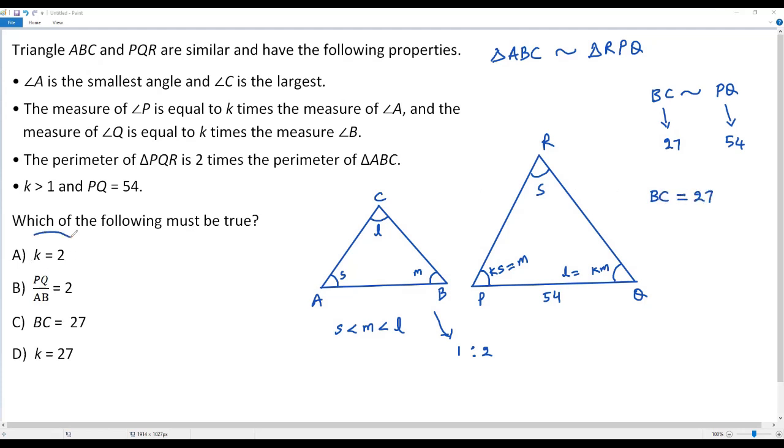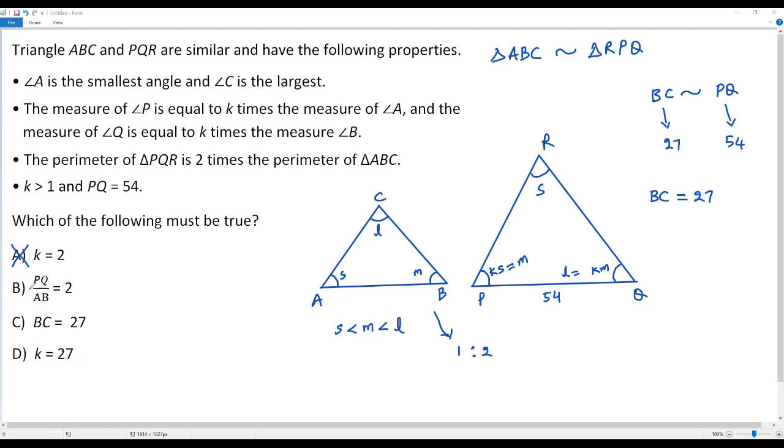Now let's go over the answer choices here. We have to find the one which must be true. Okay, in answer choice A, we have k equals 2. We have the information k is greater than 1, but we don't have enough information to decide whether k equals 2 or not. So we cannot conclude answer choice A is true. So let's reject answer choice A.